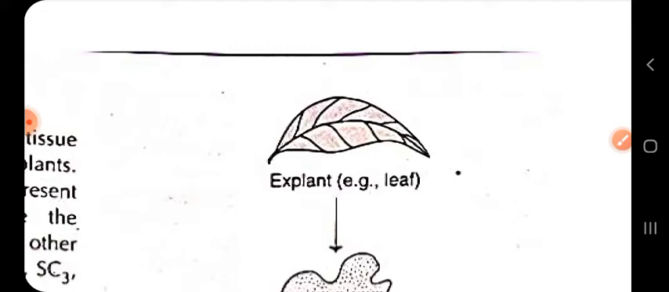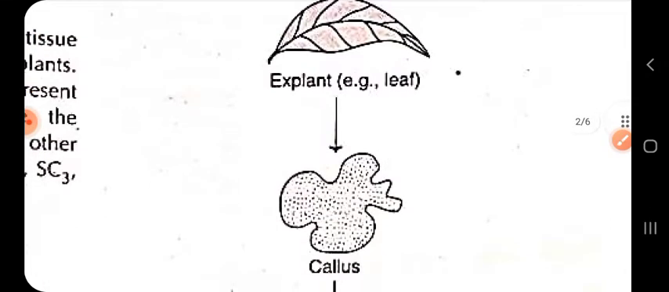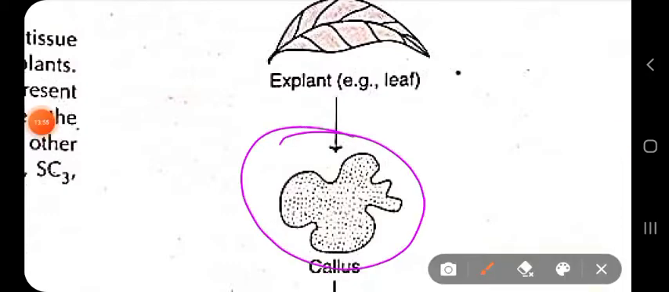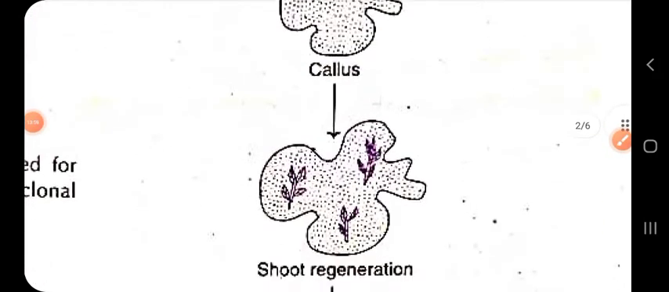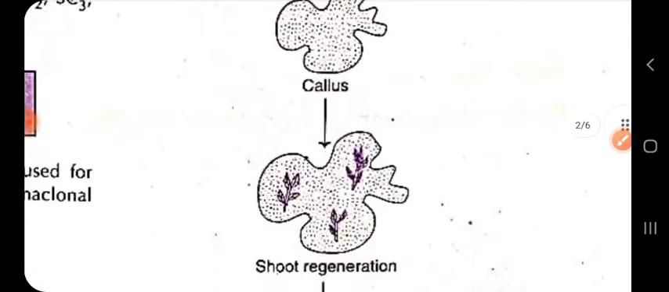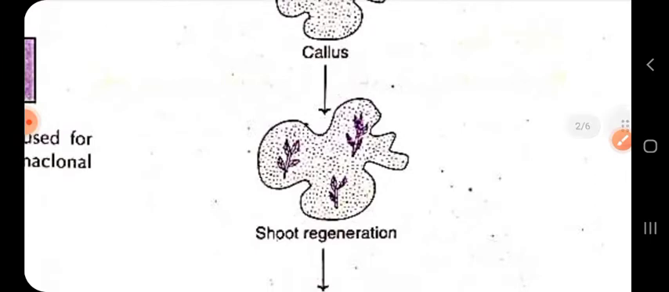Here is the explant we see, and from that explant we do culture in the tissue culture medium, and after certain days we regenerate callus, an unorganized mass of cells, and from the callus we go to the shoot induction medium. This is a simplified diagram. Shoot regeneration, here no selection is carried out.